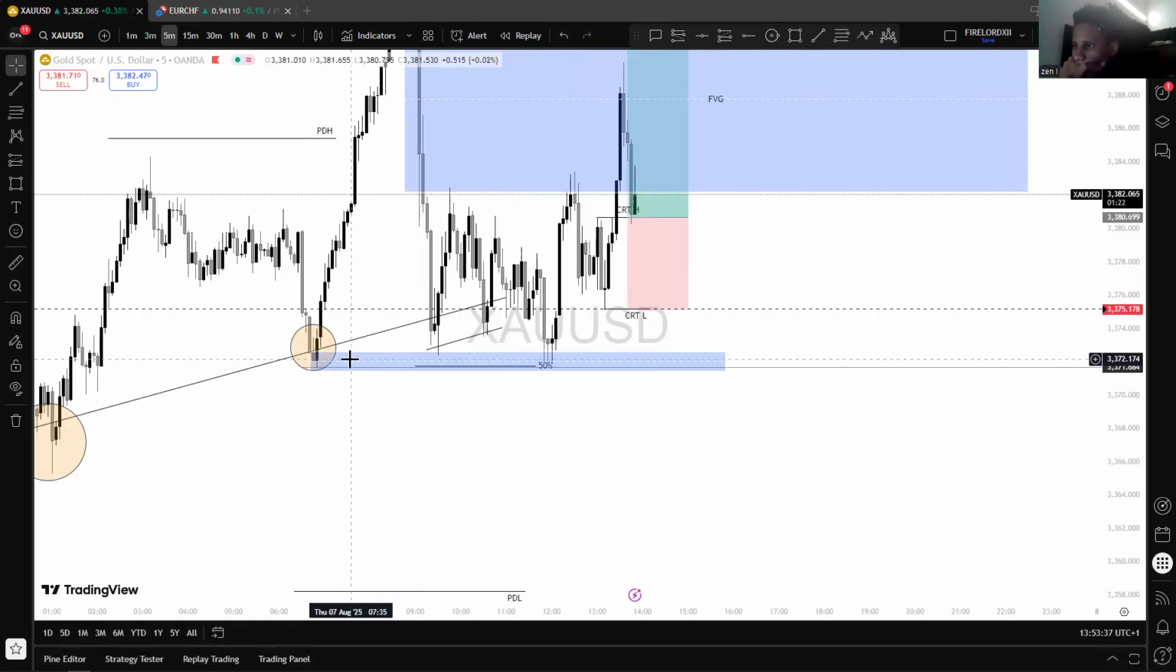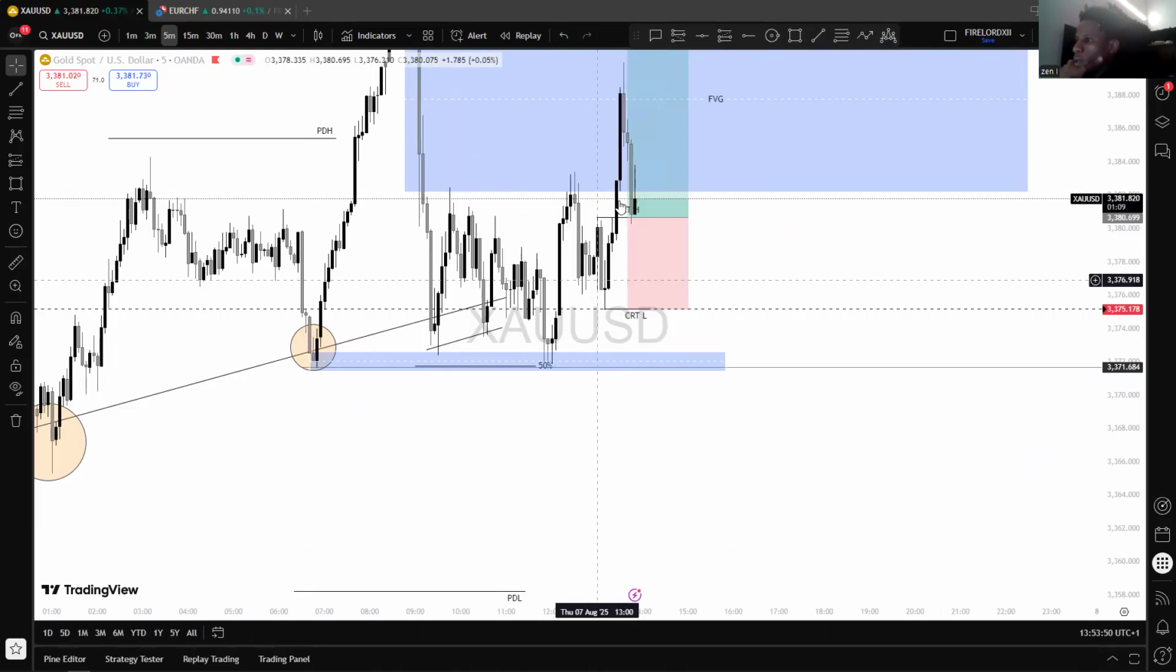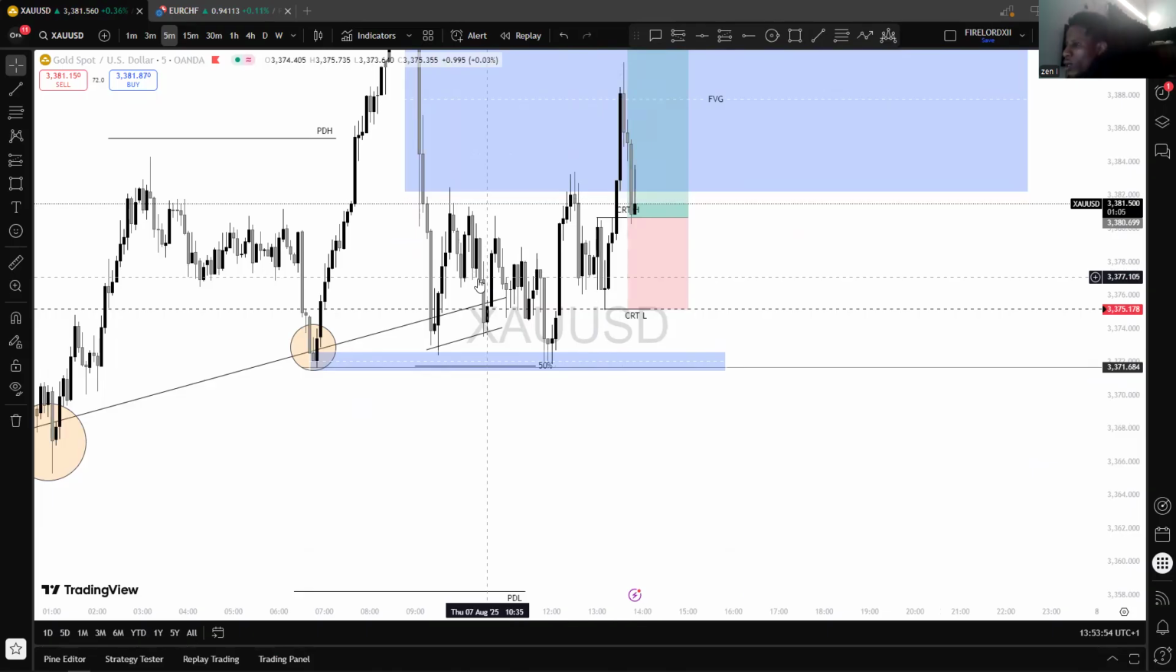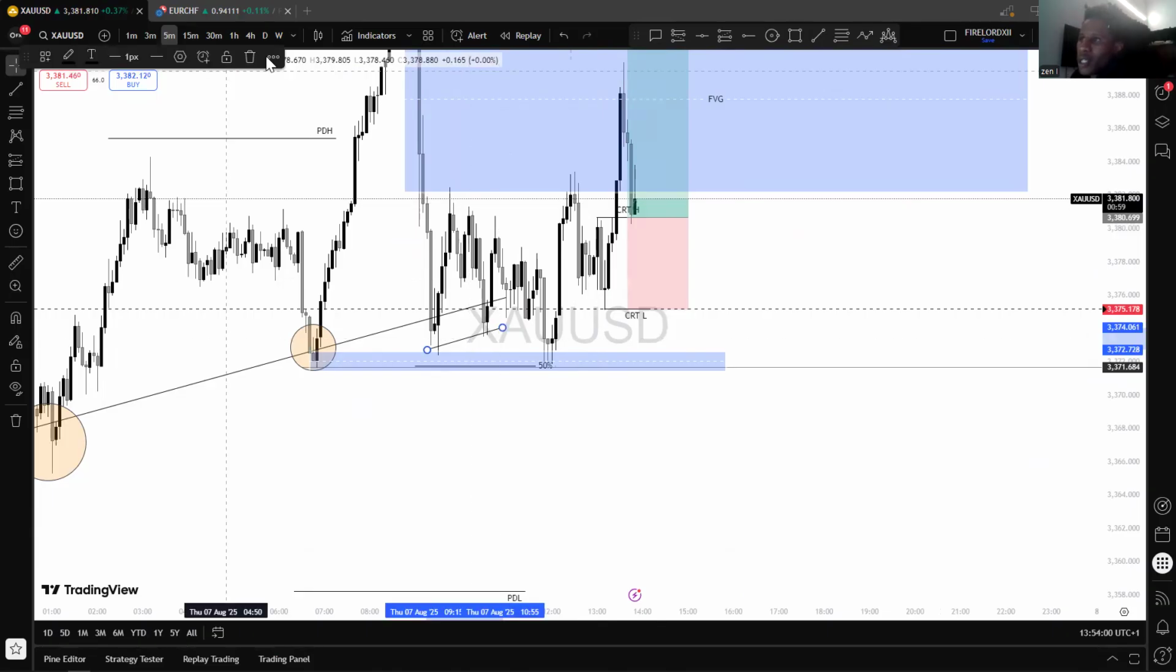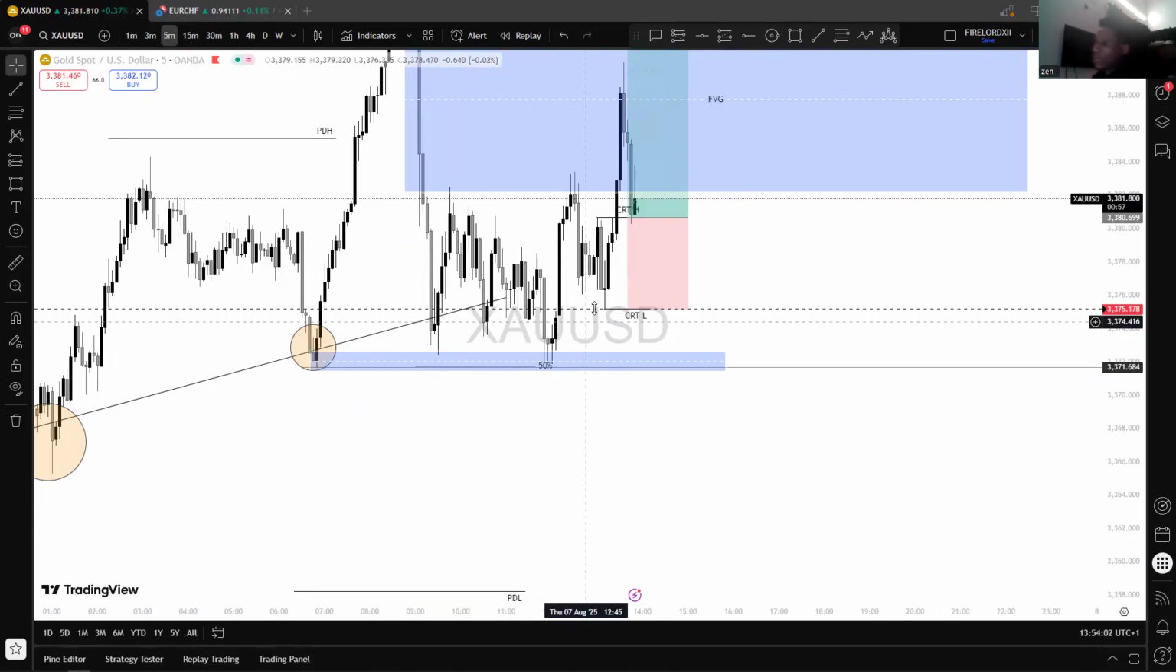But the price comes to this region, came here, pulled back, came here, pushed back again. We didn't get a real break of structure, but here we got a break of structure. Here we then got a break of structure here. So all these things are just a lot of drama, if you ask me, a lot of drama.